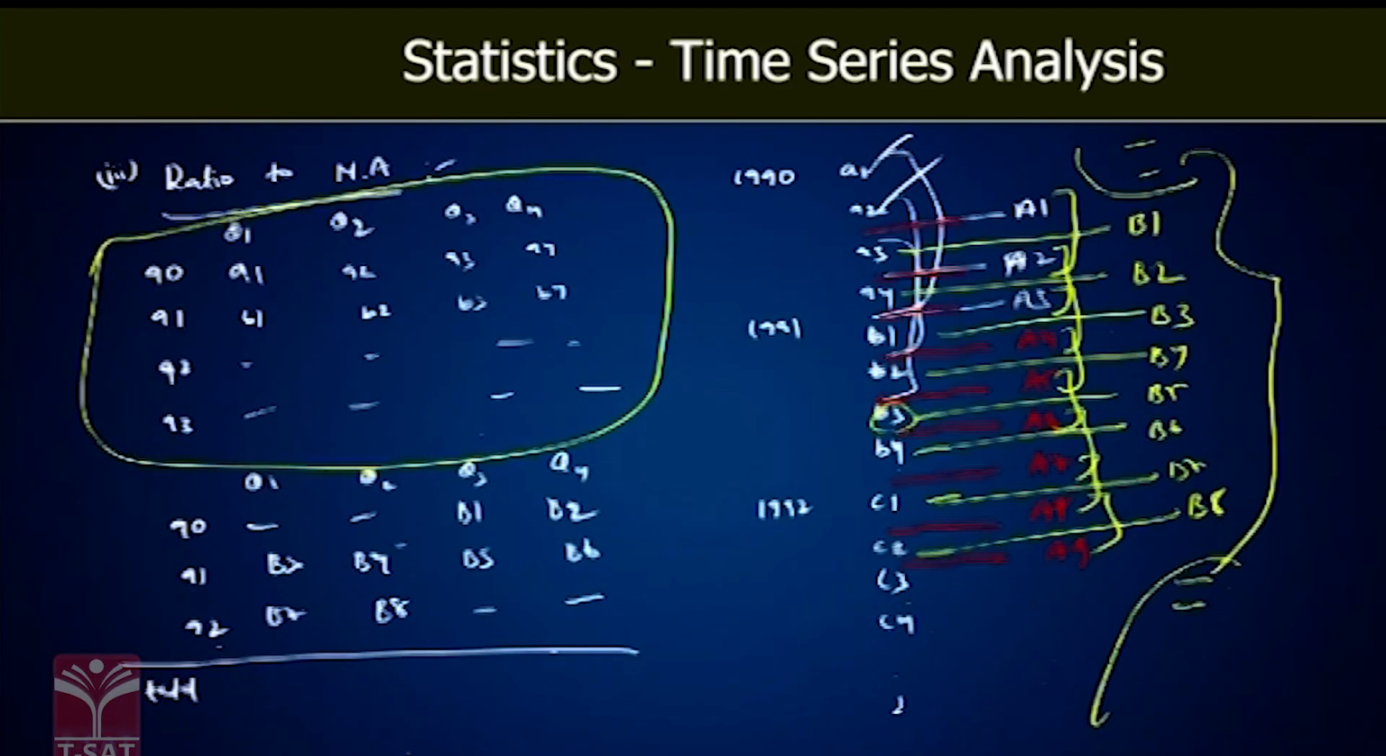Next, what we do is find the totals. Add B3, B7 and write the total here. Summation Q1, summation Q2, summation Q3 and summation Q4. Now take the average value.